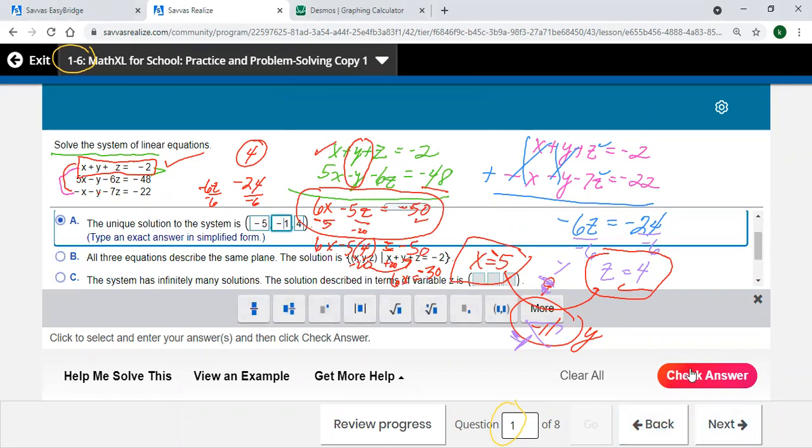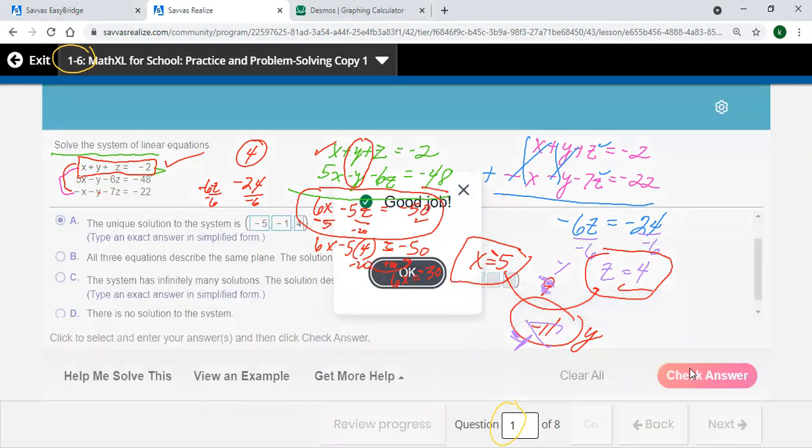Let's check our answer this time. There we go. And so that's how you do those problems. Combine equations. They call it the elimination method. Usually you're eliminating variables by combining equations, adding them and subtracting them. So good luck on that.